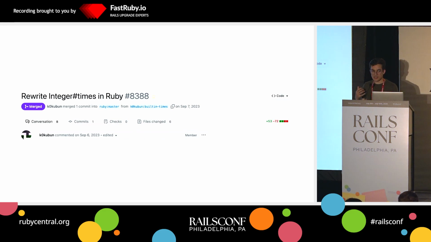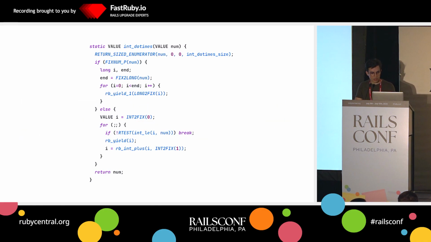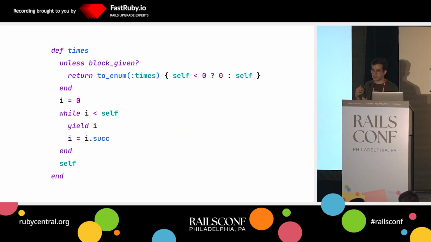And we started seeing PRs like this, where they rewrote parts of Ruby from C to Ruby. So we used to have this method for int.times, and it got replaced with this, which is not only as fast and much smaller, but a lot closer to the kind of work that we do on a day-to-day basis.